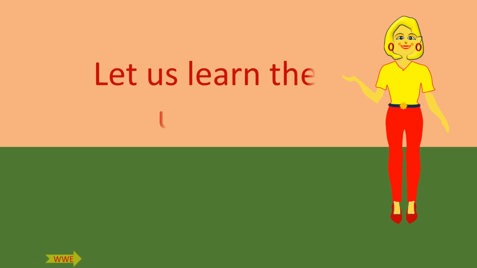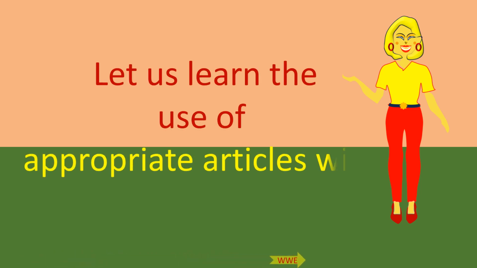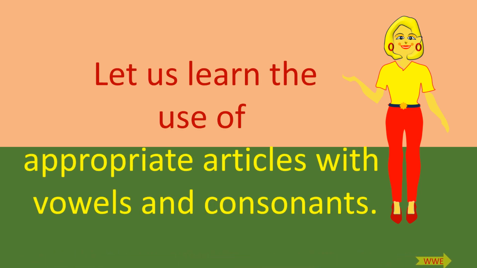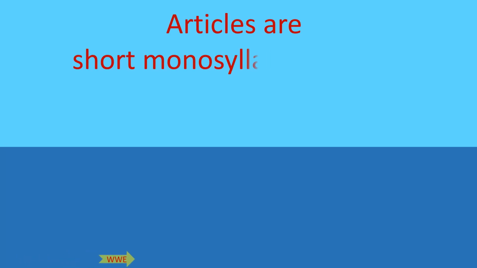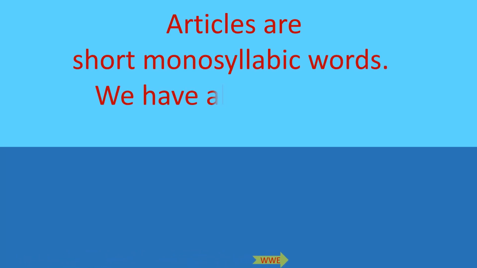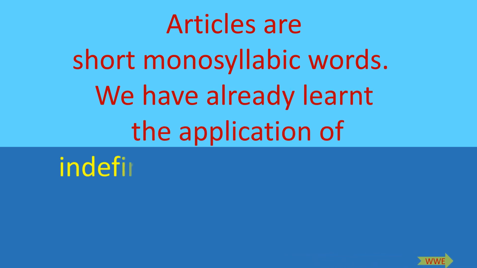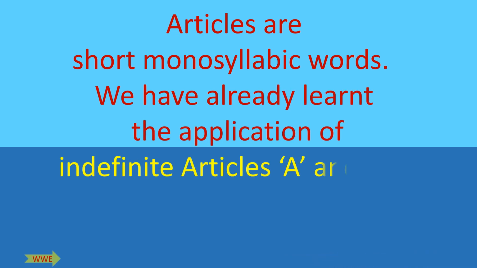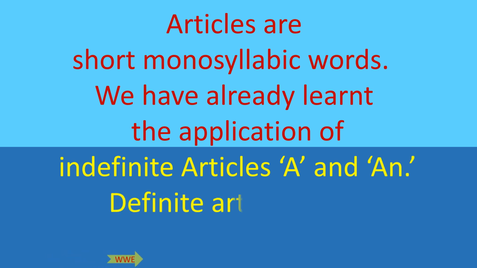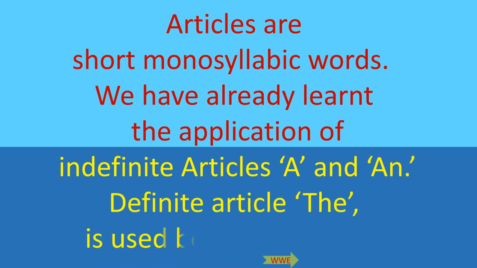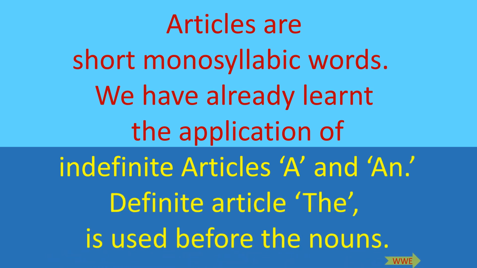Hello friends, myself is Ruby. Let us learn the use of appropriate articles with vowels and consonants. Articles are short monosyllabic words. We have already learned the application of indefinite articles a and an. Now we shall learn the application of the definite article 'the', which is used before nouns.